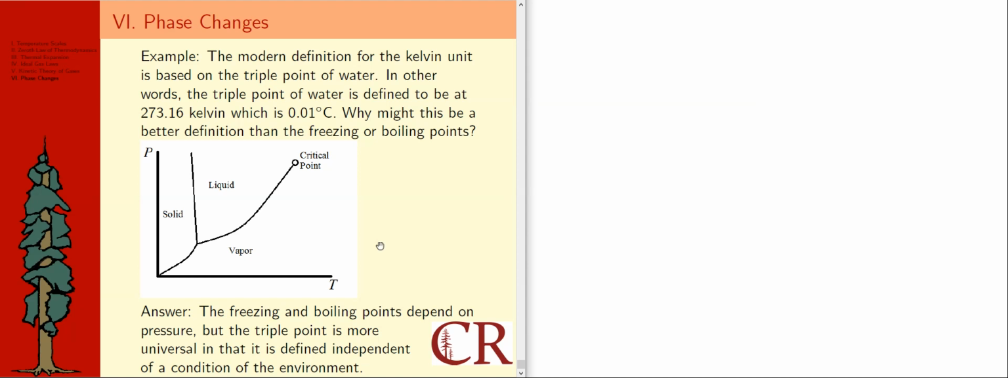It points out the freezing and boiling points depend on pressure, but the triple point is more universal, and that it is defined independent of a condition of the environment. And of course, as I've said, defining the Kelvin based on a purely defined number is maybe even more universal than that, because now you don't even need a particular substance to define it. Maybe there's still something there when it comes to how you would calibrate an actual thermometer based on the new definition.